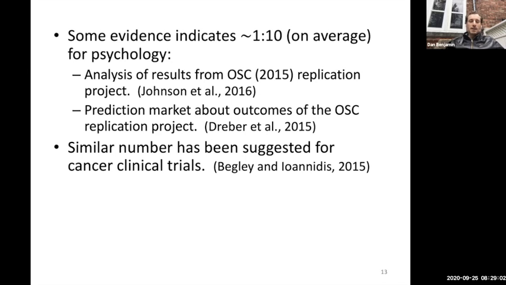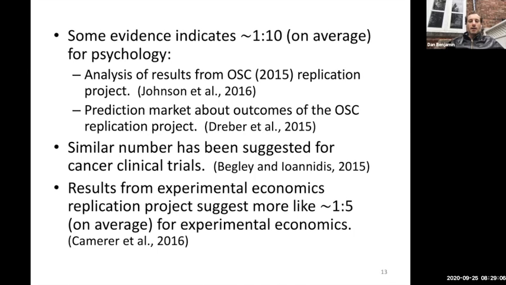It's been argued that 1 in 10 is also about right for cancer clinical trials. In experimental economics, there was also a replication project on a smaller scale, and the replication was better than in social psychology. So, I would say that that kind of evidence suggests that the prior odds are more like 1 in 5 for experimental economics. So these are the kinds of numbers I'm going to use to calibrate the calculations for prior odds going forward.